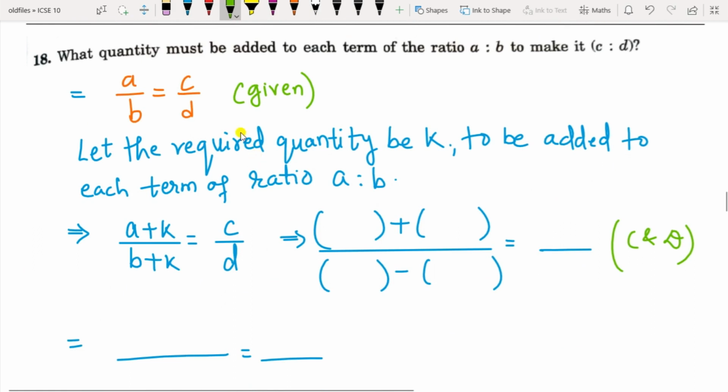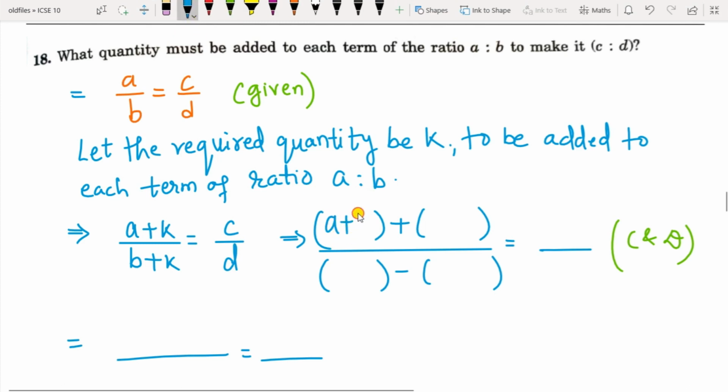Question 18 here is, what quantity must be added to each of the terms in the ratio a upon b, a is to b, to make it c by d? So this is the given equation here. Let the required quantity be k to be added to each of the terms in the ratio a is to b. So a upon b should be added with k so as to get c by d. Now let us solve by using componendo and dividendo.